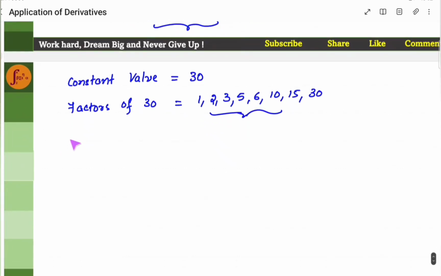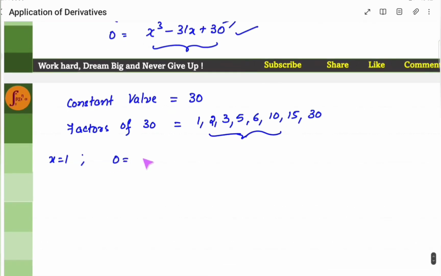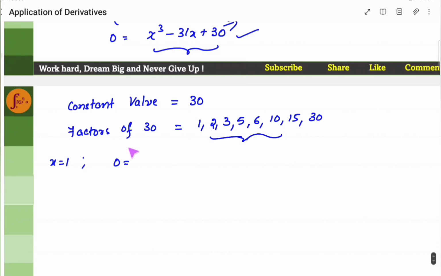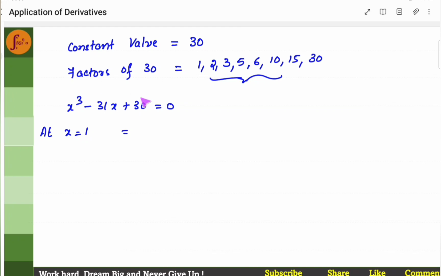So say I'll start with x is equal to 1. I'll substitute here. Let me write this equation first. Now I'll put x is equal to 1. This is the way to find roots when you have a cubic function. At x is equal to 1, it will become 1 minus 31 plus 30, which is equal to 0. 31 minus 31 is 0. So this is one of the roots.